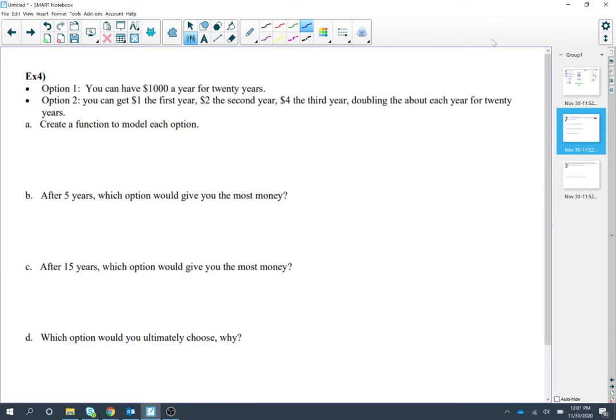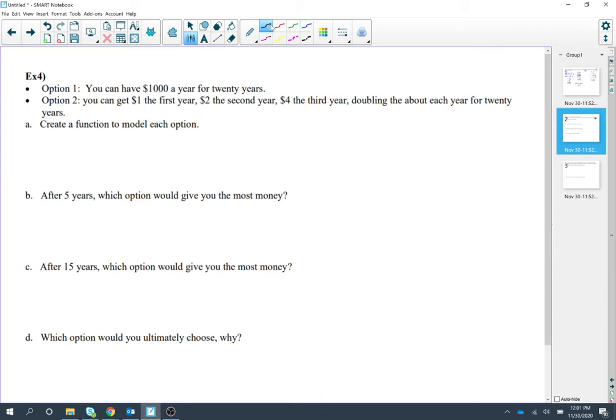Example 4. Option 1, you can have $1,000 a year for 20 years. Option 2, you can get $1 the first year, $2 the second year, $4 the third year, doubling the amount each year for 20 years. Part A, create a function to model each option.